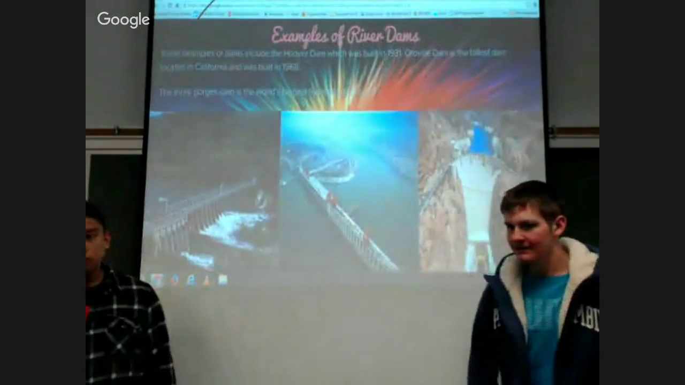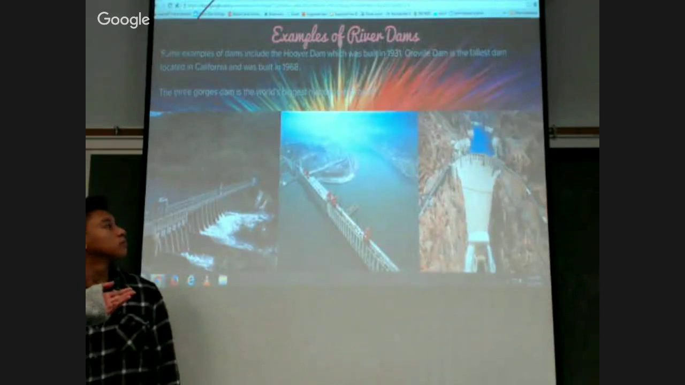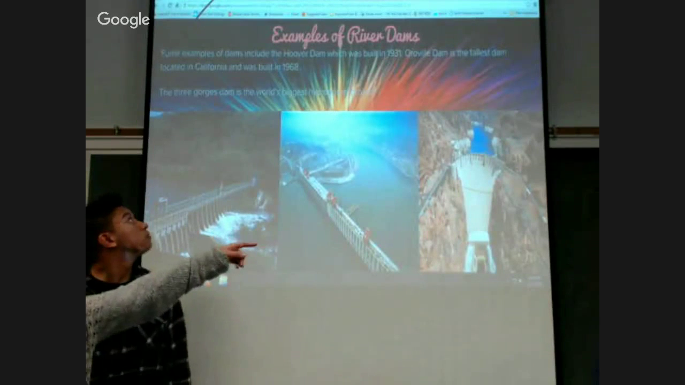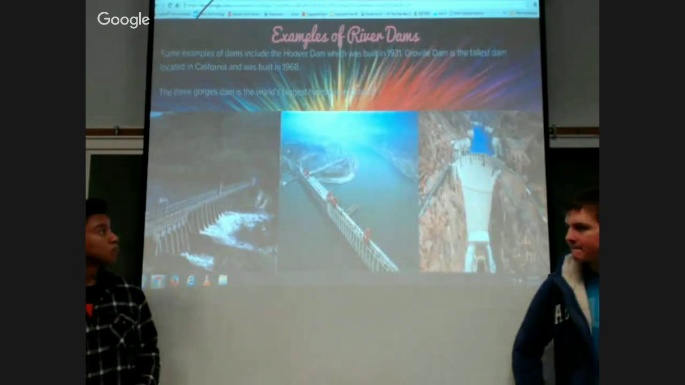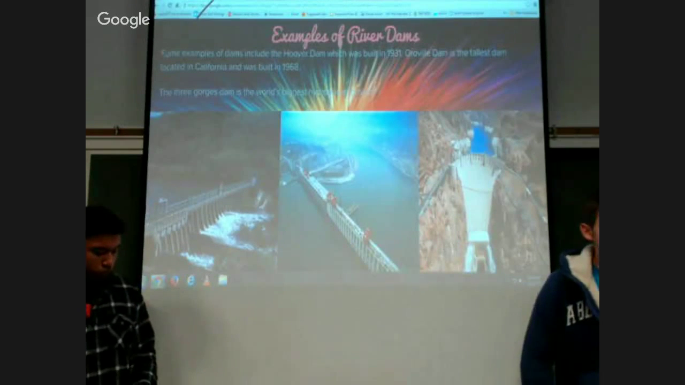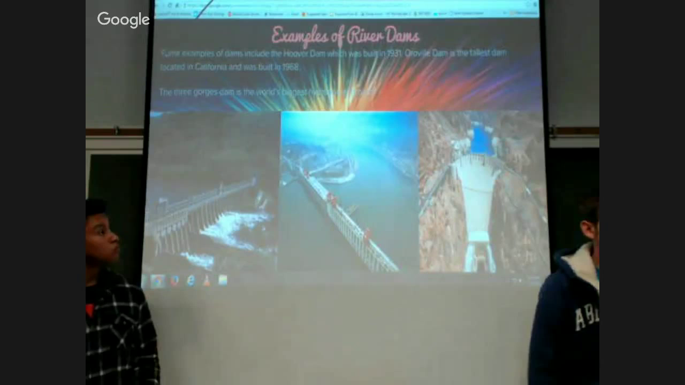Any questions? And these are just pictures of dams. That's the Three Gorges Dam, and that's the Hoover Dam. And there are about 75,000 dams in America. And that's it.